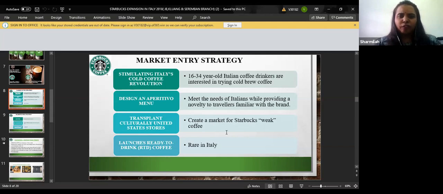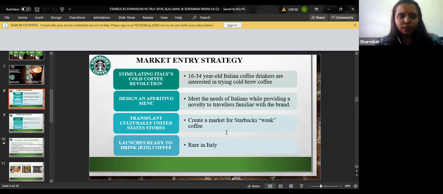Actually, about half of 16 to 34-year-old Italian coffee drinkers are interested in trying cold coffee. So Starbucks used this as one of their market entry strategies, followed by designing an aperitivo menu. This aperitivo menu is similar to an American happy hour, but in reality it's much more than that. It's a pre-meal drink specifically meant to whet your appetite.